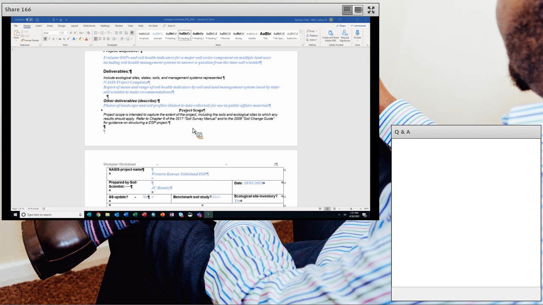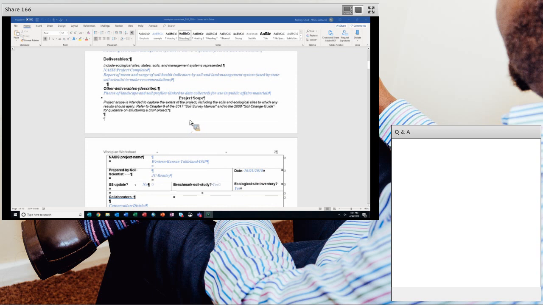Other deliverables: please take photos. I know we have an issue with how we store photos, but photos help tell the story. I'm hoping everybody will do that. We need to communicate the story not only for us and how we're doing the study, but use it in public affairs.